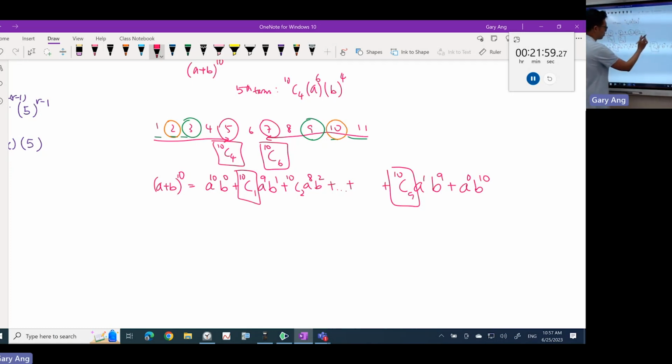One more. Megan, now you try. You tell me, what is the A power for the third last, and what is the B power for the third last? A power 2, B power 8. Very good. And the coefficient? 10 choose 8. Now we also know that 10 choose 8 has to be the same as 10 choose 2. Same, okay? Agree or not?